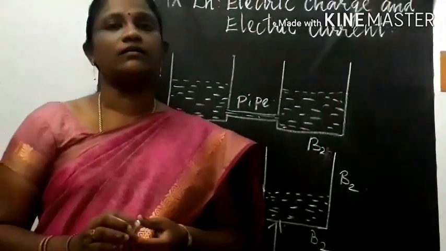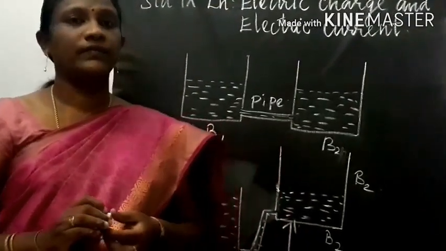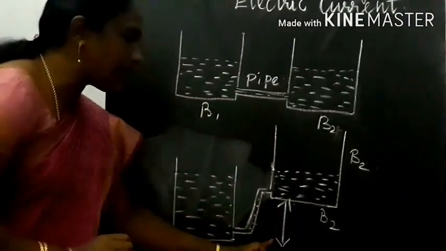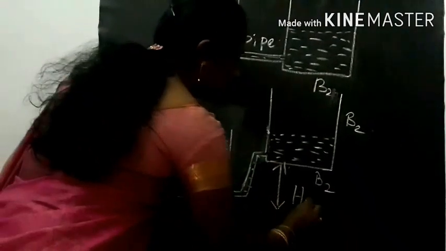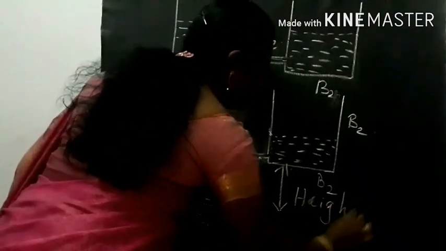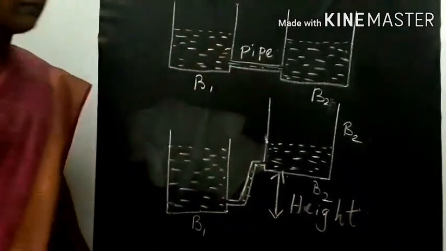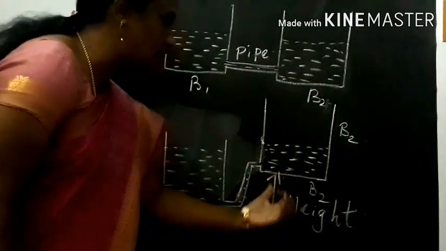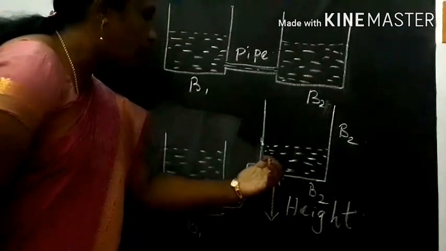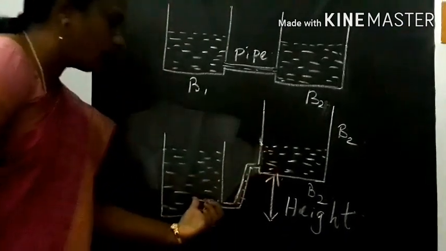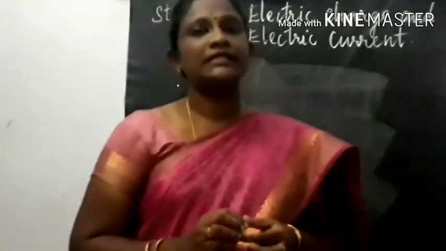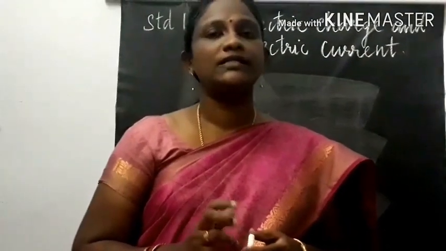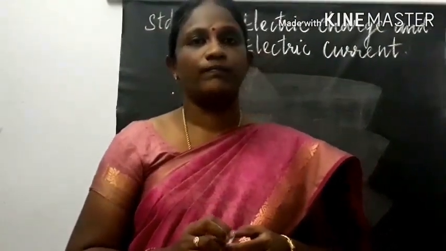What is the factor that made the water flow? It is the height difference. There may be many other factors, but one of the factors is the height difference. A difference in height makes the water flow from beaker 2 to beaker 1. Electricity also needs some factor for its flow.